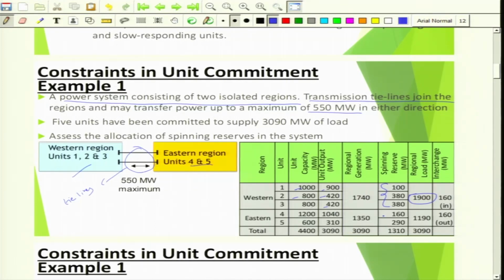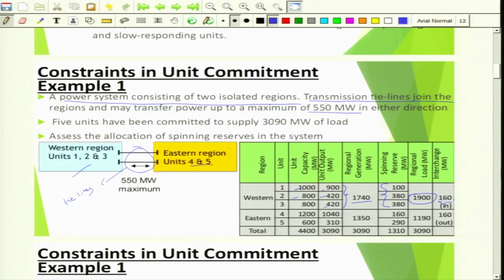And there is a regional generation of 1740 megawatt. If you just add these three together, 900 plus 420 plus 420, it is 1740. That means the regional load is 1900, but the total generation from the combination of units 1, 2 and 3 is 1740 megawatt. That means there is a need of 160 megawatt. So that is being taken from eastern region.